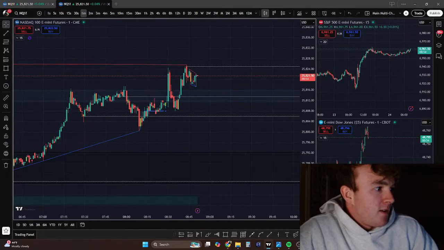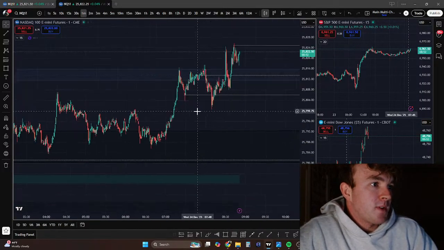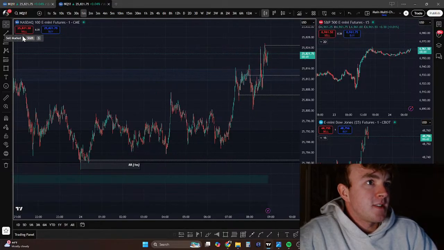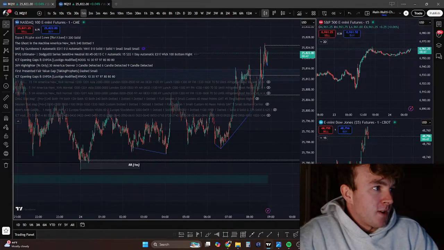So, okay. It's important to click this button every once in a while just to see what other new day opening gaps there are.